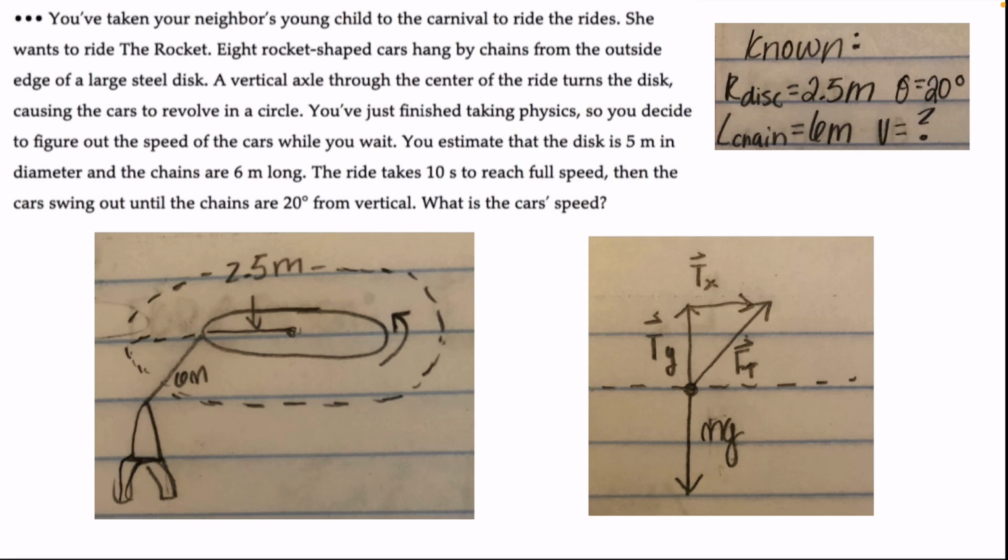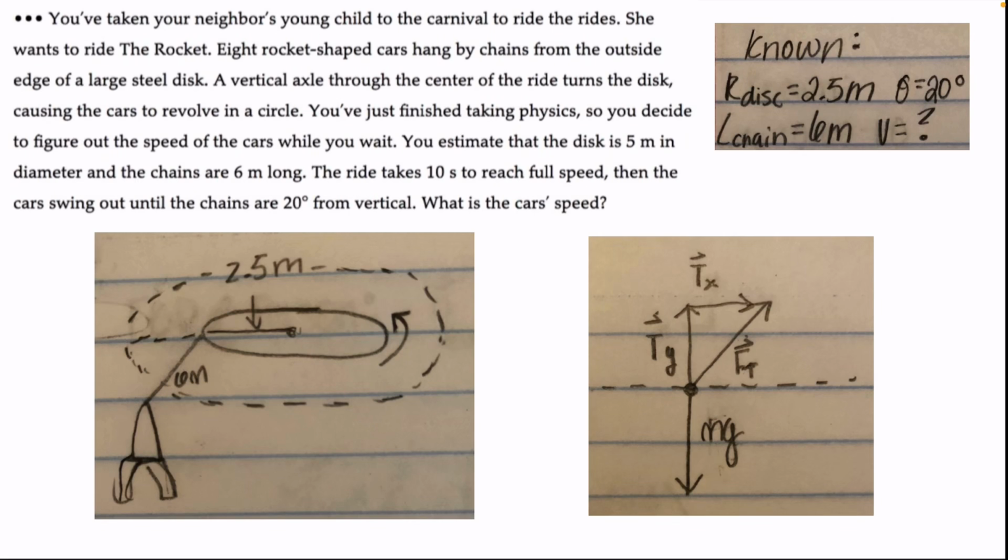Okay, so this problem is asking about a rocket ride at a carnival, which has 8 rocket-shaped cars hanging by chains from the outside edge of a large steel disc. It rotates about a vertical axis through the center of the ride, causing the cars to revolve in a circle. You estimate the disc is 5 meters in diameter, which is going to be 2.5 meters for the radius, and the chains are 6 meters long. The cars swing out and the chains are 20 degrees from vertical. What is the car's speed?